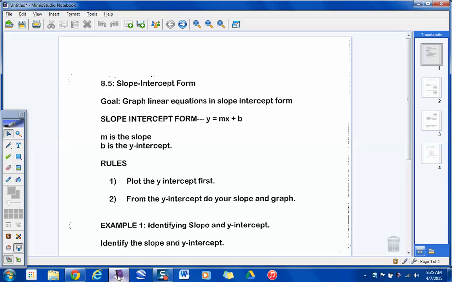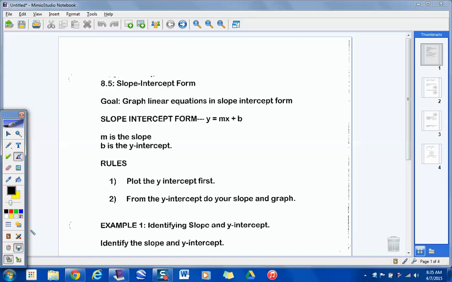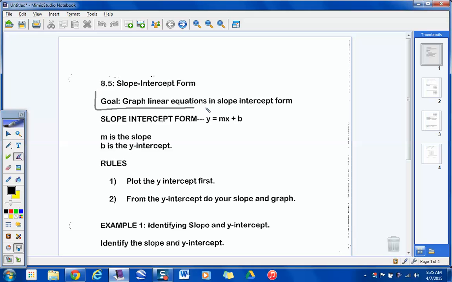Okay. Now, guys, if you recall all those points that we had. Is everybody having notes already? Okay. If you recall the last section, every time we had two points to find slope, we drew a line between them. And that's the same thing we're going to be doing. We're going to be graphing linear equations in what we call slope-intercept form right here.